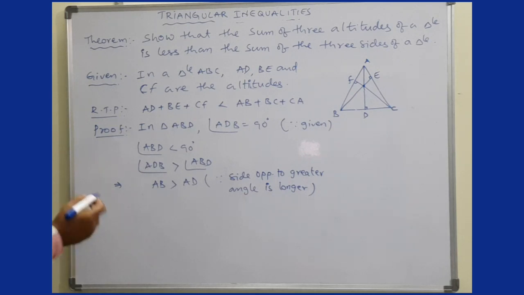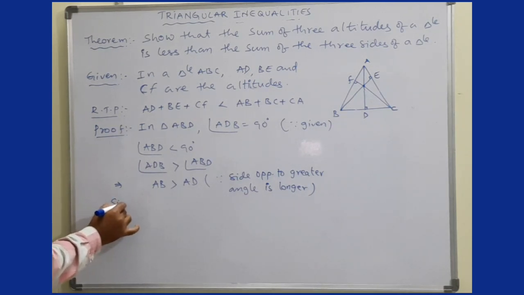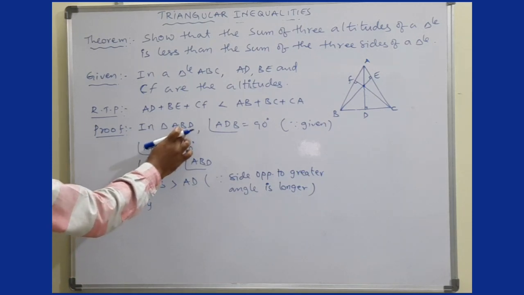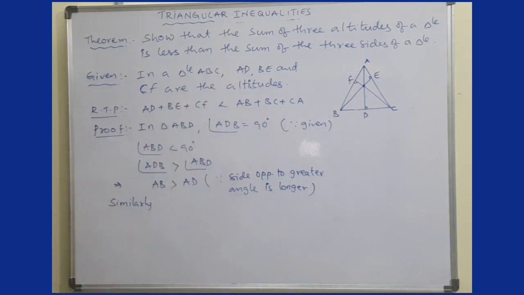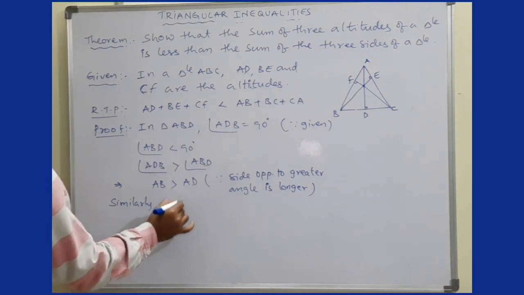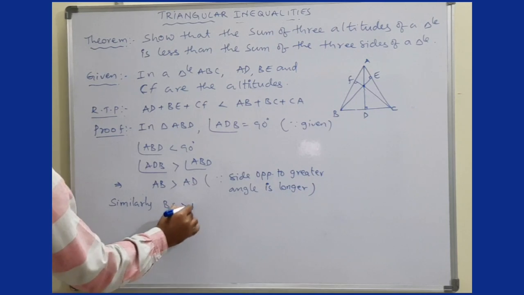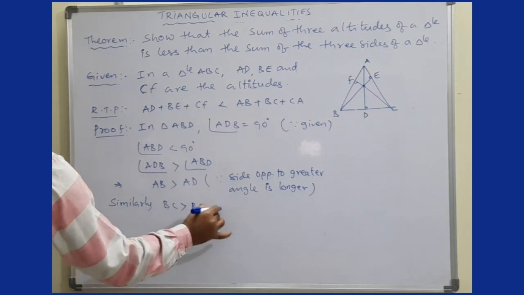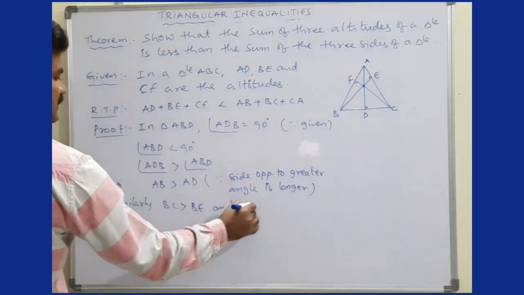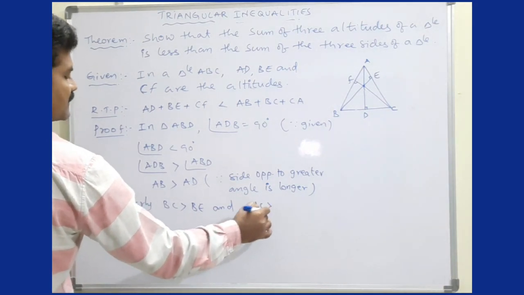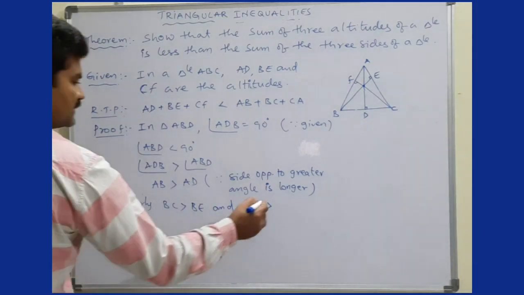In the same manner, similarly, we tried with angle ABD, no? Using the rest of the angles, we can prove that BC is greater than BE, as well as AC or CA. AC is greater than CF.